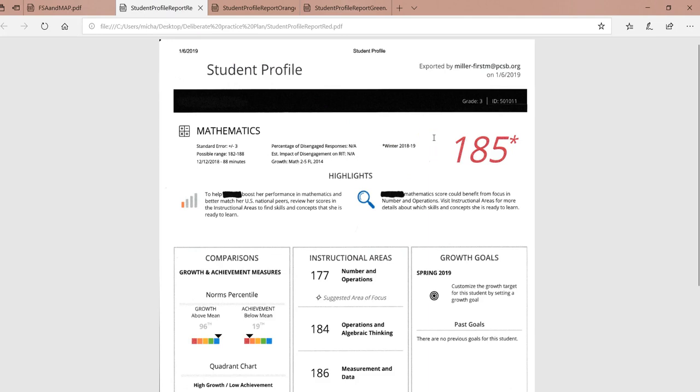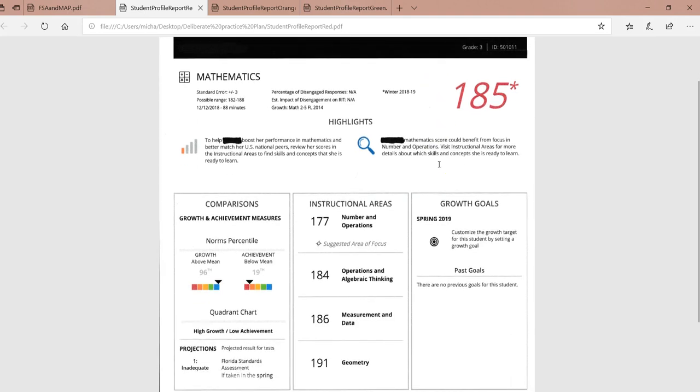Okay. For this particular student, it provides you information about how the student did on the winter MAP assessment. And it says, to help the student boost their performance in mathematics and better match her U.S. national peers, to review the scores in the instructional areas, which are right here. We have 4 instructional areas that we focus on in mathematics at the elementary level. Those are number and operations, operations and algebraic thinking, measurement and data, and geometry. It also tells us that this person's score could benefit from focus in number and operations, which is why this says suggested area of focus.